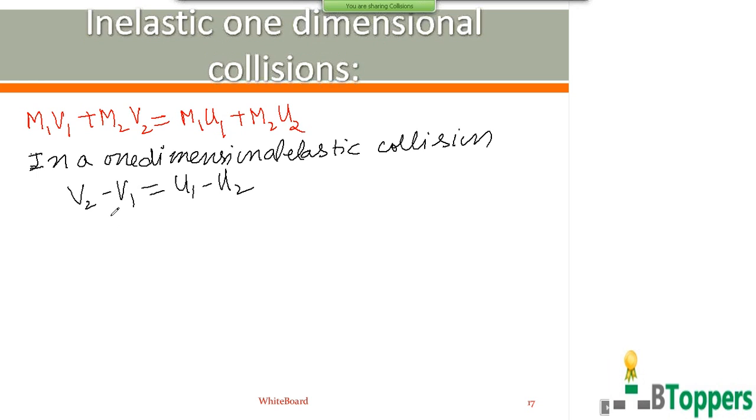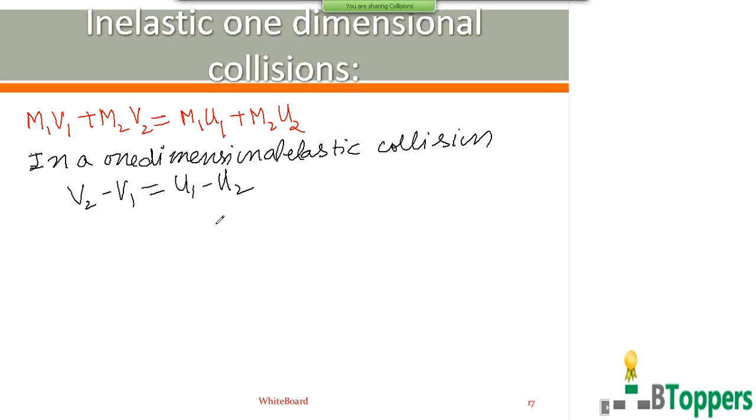The relative velocity between the two colliding masses just after collision we call relative velocity of separation. The relative velocity between the two colliding bodies just before collision we call relative velocity of approach. So in a one-dimensional elastic collision, the magnitude of the relative velocity of separation just after collision is the same as the magnitude of the relative velocity of approach just before collision.